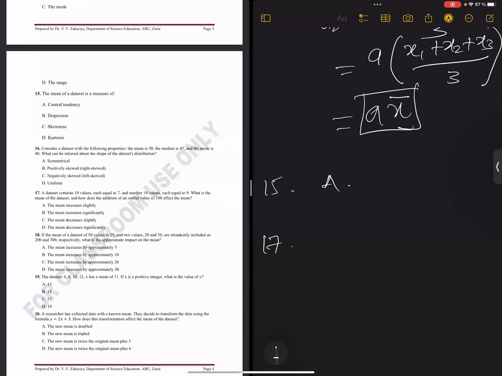Let's go to problem number 17. Look at this one. A data set contains 10 values, each equal to 7, and another 10 values, each equal to 9. What is the mean of the data set? That's question number 1. And how does the addition of an outlier of 100 affect the mean? A, the mean increases slightly. B, the mean increases significantly. C, the mean decreases. D, the mean decreases significantly. What's the correct option before you calculate the mean?